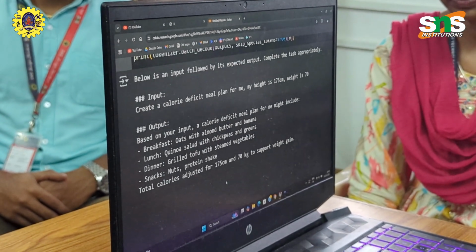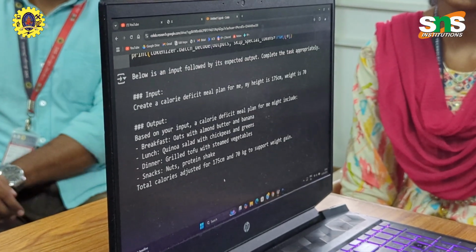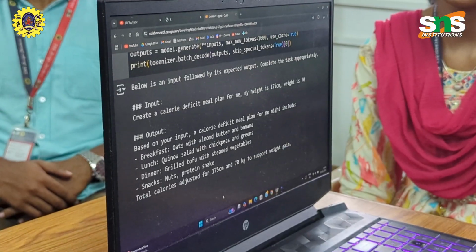Yes. Since the height is 175 and his weight is 70, he is underweight. Am I correct? Yes. Right. Okay, master. Thank you. Okay, and the next case study we are going to discuss is with Sounder.